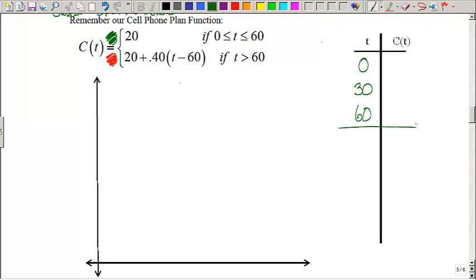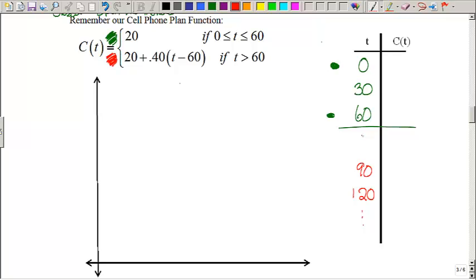I want you to note 0 is included in my domain, so we're going to have a closed circle here. And 60, t is less than or equal to 60, so I'm going to have another closed circle here, or it's included. Let's take a look at my red function. What are my values for t in my red function? Well, I know that t has to be greater than 60, so I'm going to pick things that are greater than 60. For example, 90 and 120, and this just keeps going because there is no end point to that. Although there is a lower bound endpoint, t has to be greater than 60.